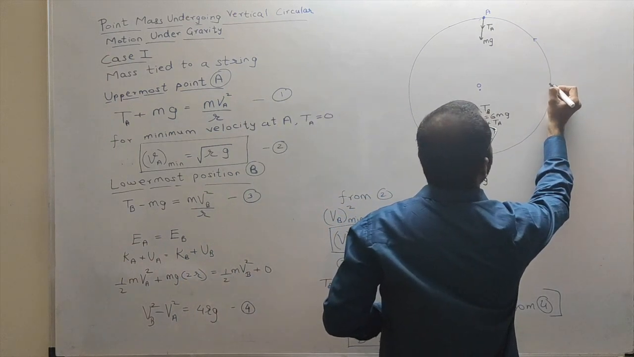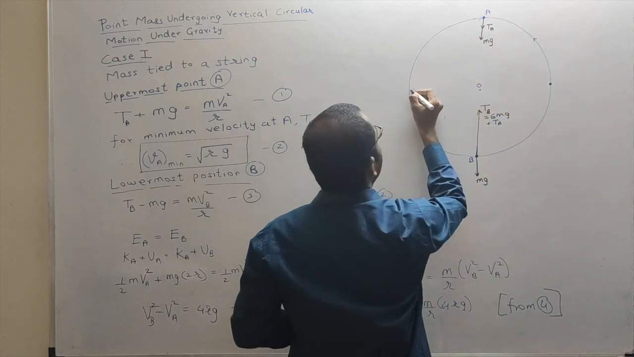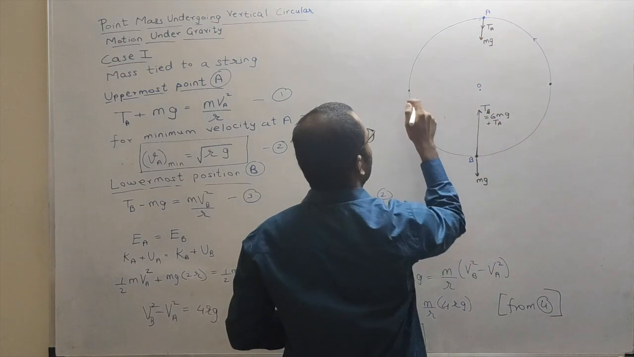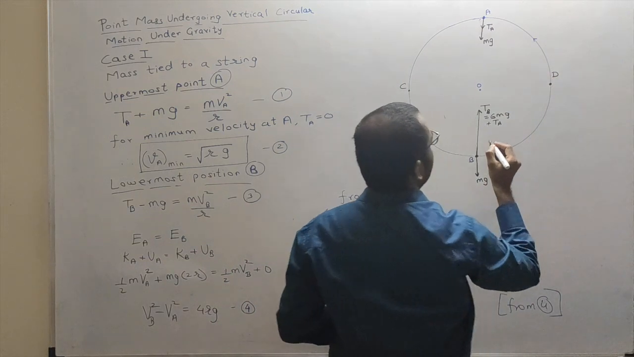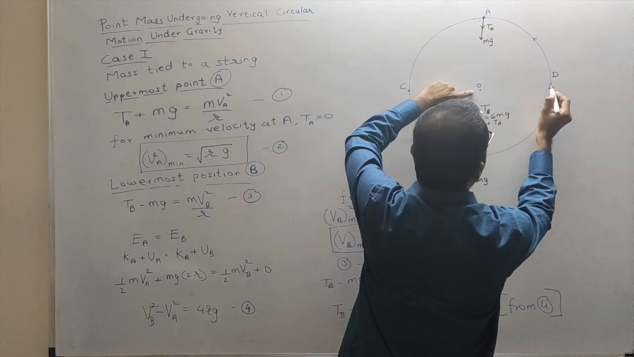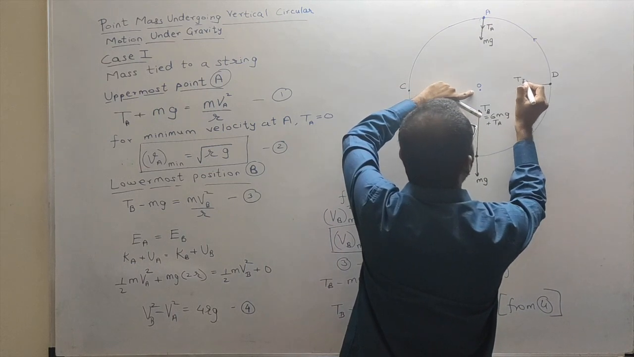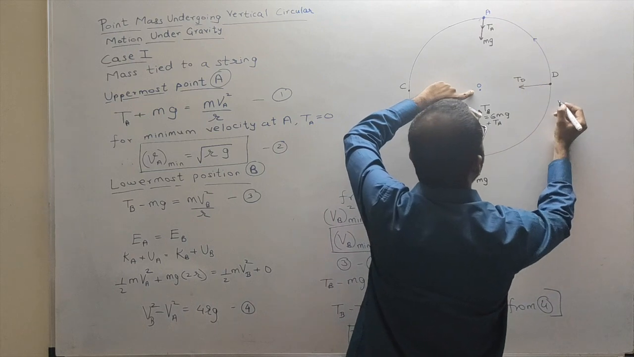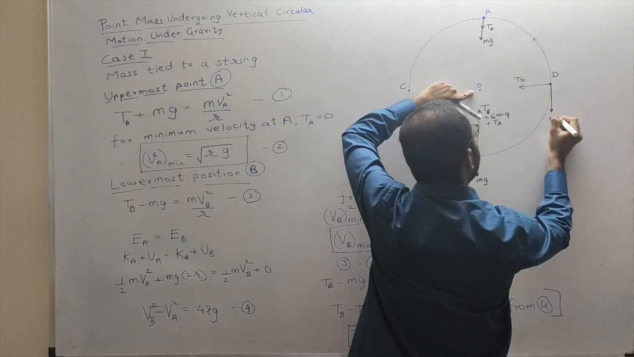So let us say this is the midpoint. Yeah, this is A, this was B, and let us say this is C. Let us say this is D. When the particle is over here, this will be the string. The tension in the string will be still in this direction. Let us say it is TD. Fine. And the mg force will be in the downward direction as usual.